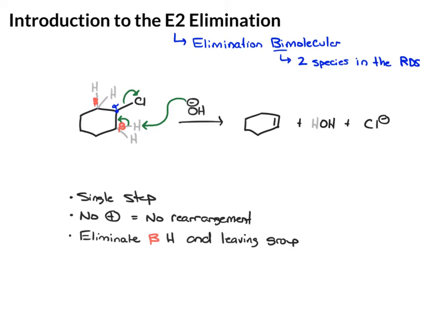The reaction rate we said already was bimolecular. It's going to be the rate constant times the concentration of your organohalide times the concentration of your base. Now, in the case of E2, the strength and concentration of base is very important.